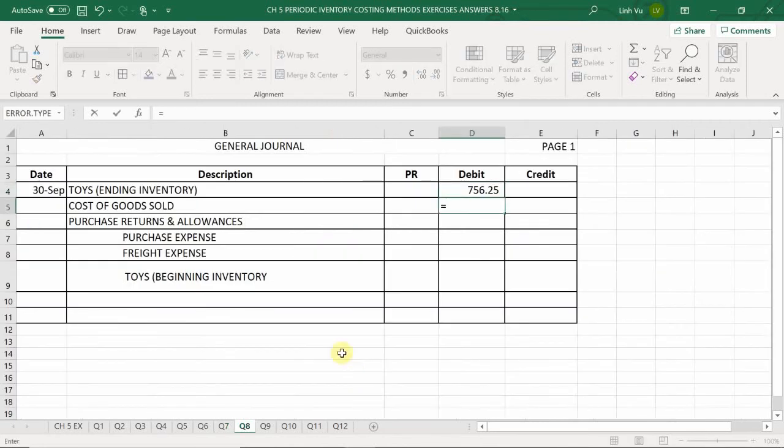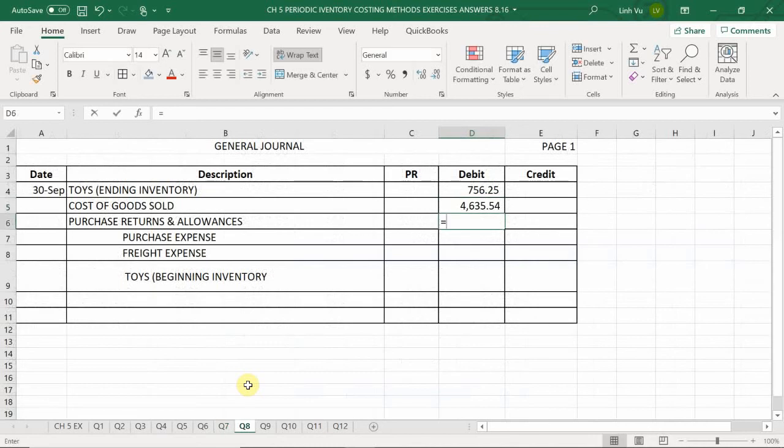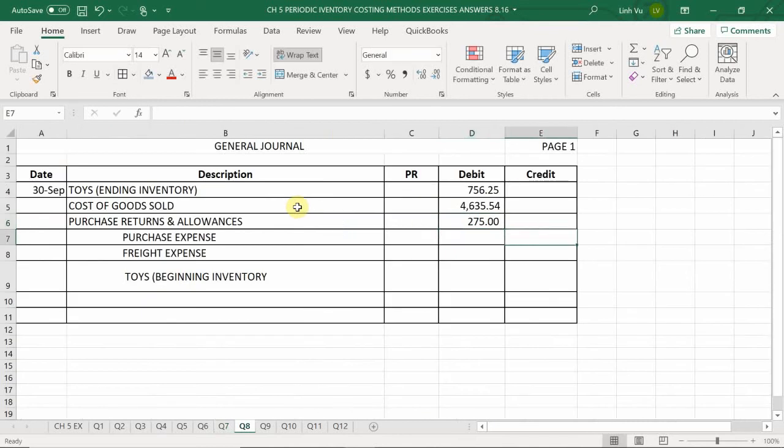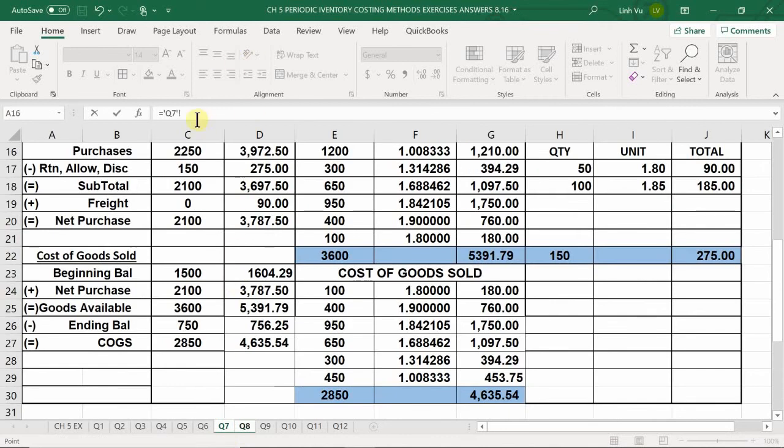$756.25. Okay. What was my total cost of goods sold? Good. What was my total purchase returns and allowances? $275. Okay, good. What was my total purchases? Original purchases? 3,975.5. Mm-hmm. And then what was my total returns?